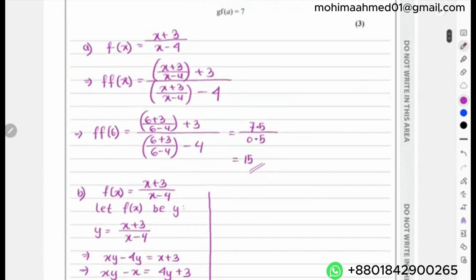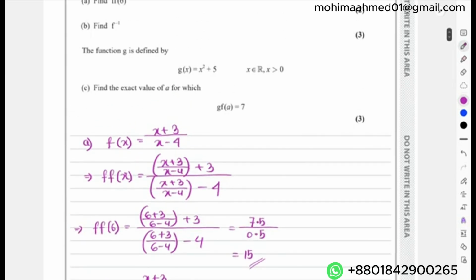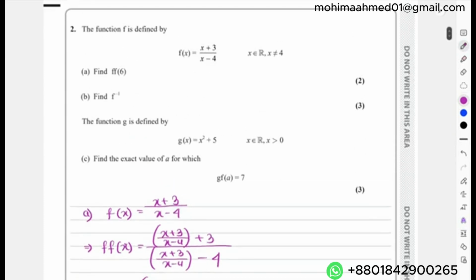So that was it for part B. We'll move on to part C, where the function g is defined by x squared plus 5. They want you to find the value of a, for which they have given you an equation: gf(a) is equal to 7. For gf, we can clearly understand we have to do composite functions again. So we'll start with x squared plus 5.